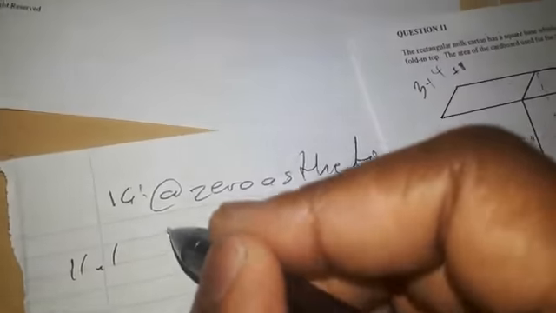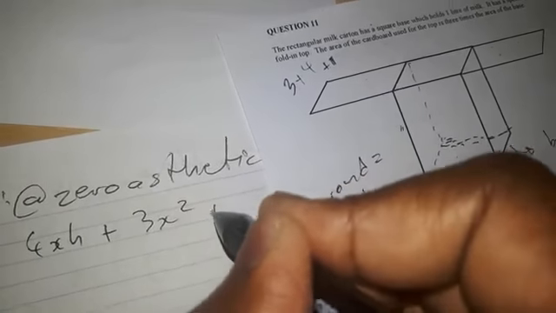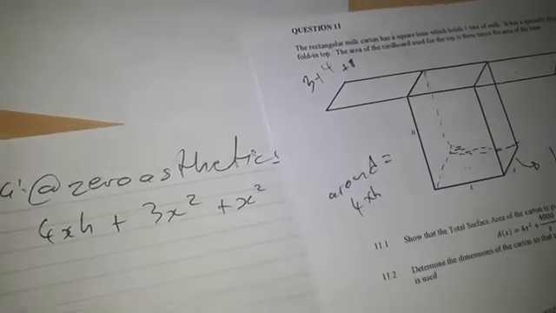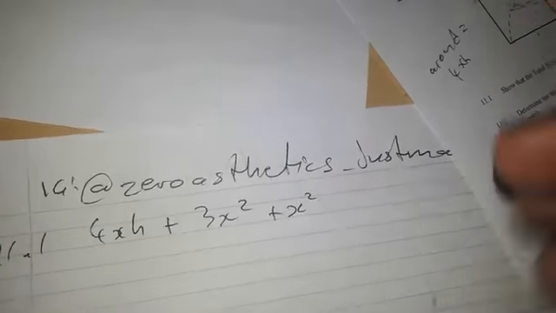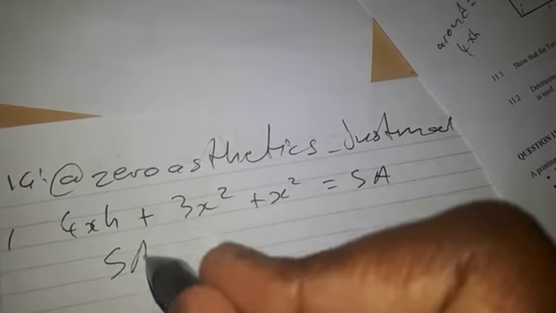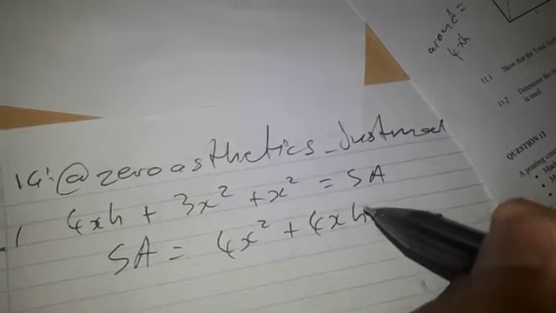We have 4xh plus 3x squared plus x squared. Well, we can just make that 4x squared. So this is equal to our surface area, you see. Well, let's write surface area first. This is going to be 4x squared if you want, plus 4xh.